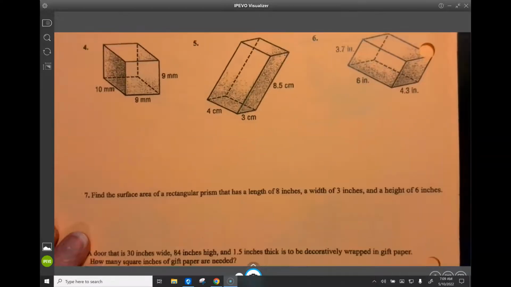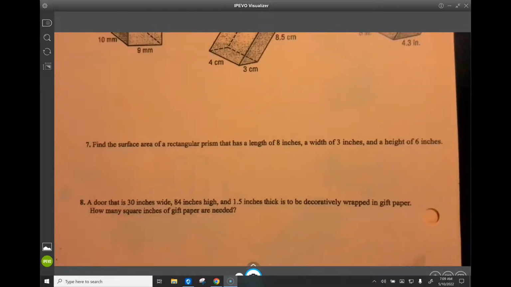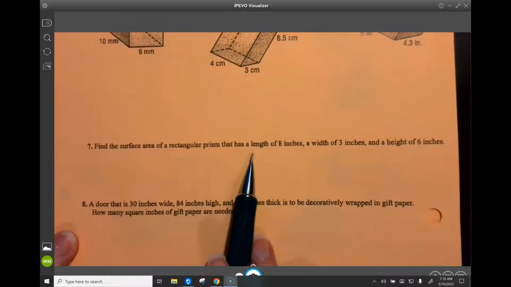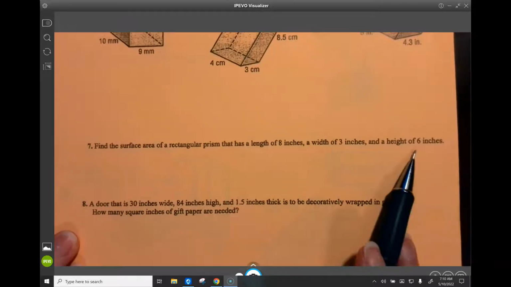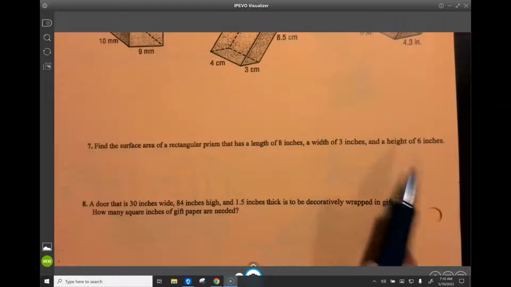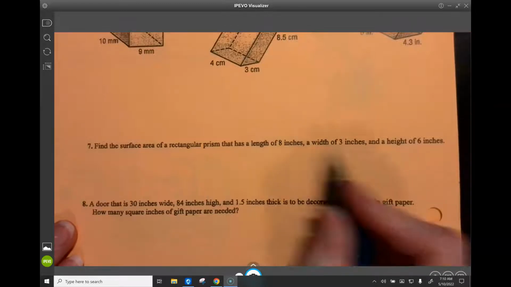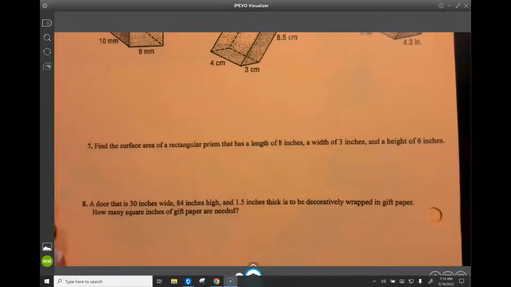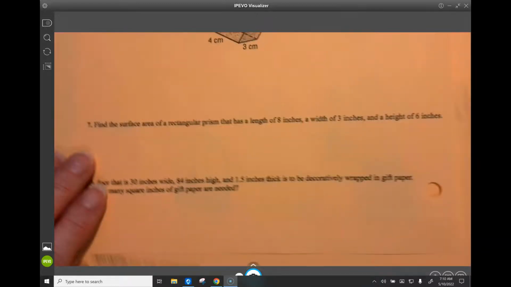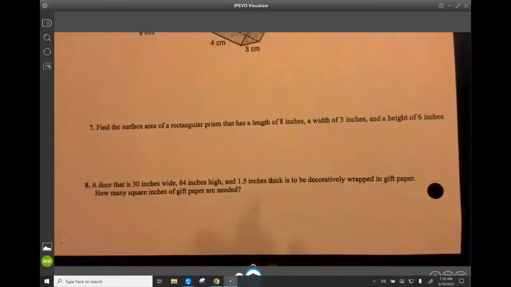The next thing I want to do, though, is I want to look at number 7 and 8, and I want to draw in those shapes. So find the surface area of a rectangular prism that has a length, width, and height. You wouldn't have to. You could just go through and make sure that you have each one of them. But I want to make sure you know how to draw one of these. So I'm going to actually drop down to number 8 so I have a little more space.